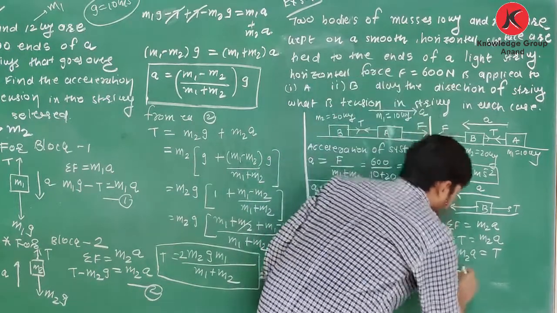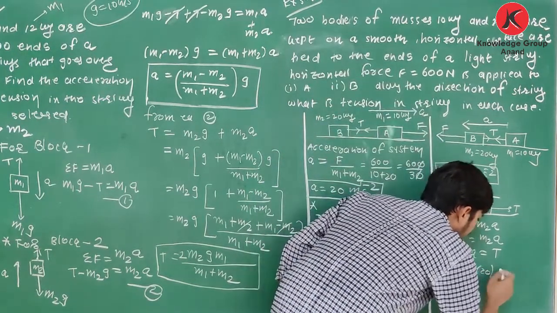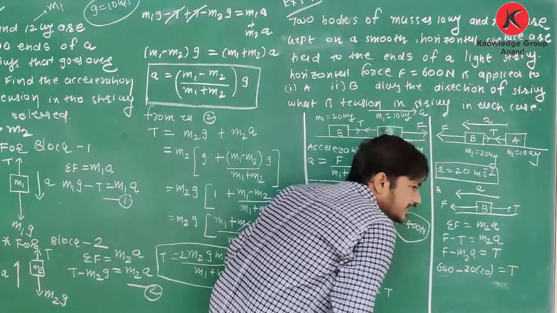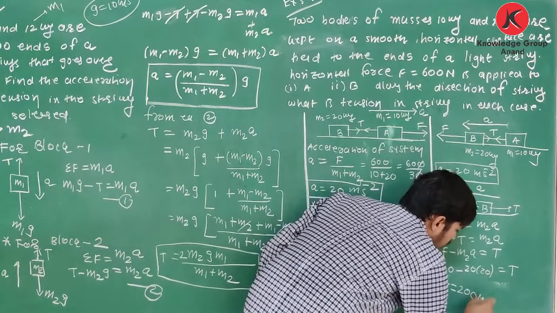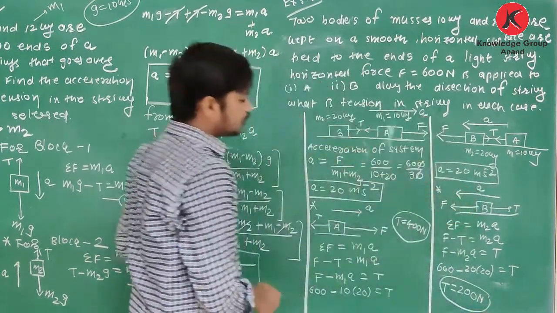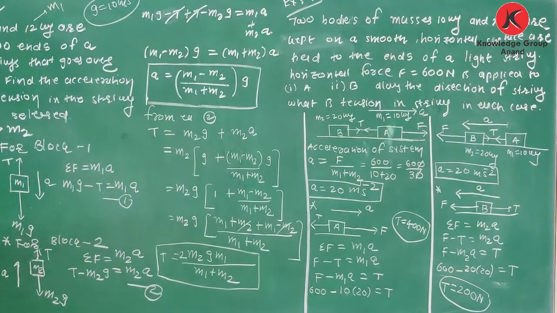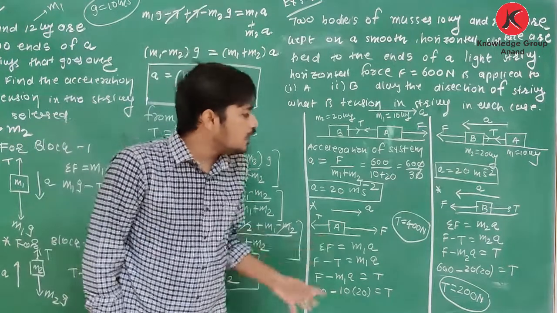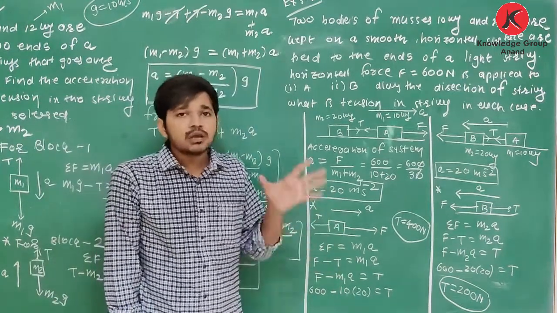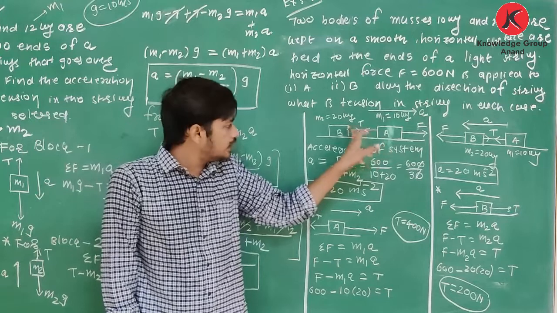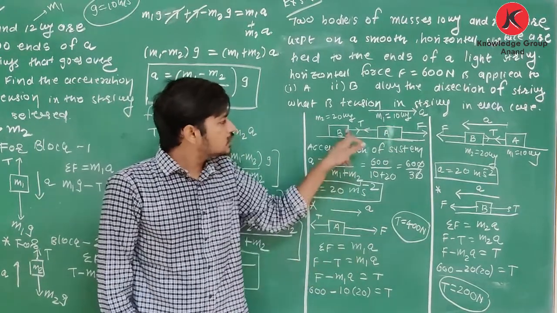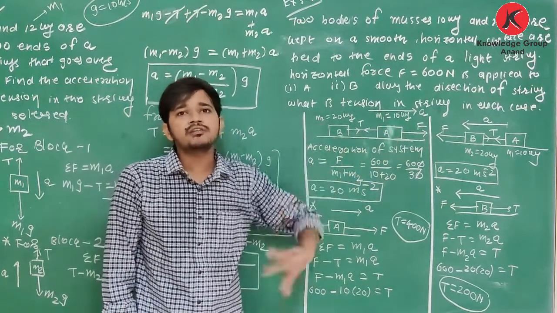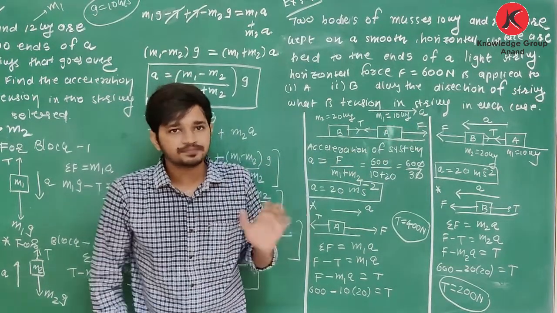F is 600 Newton. What is the value of M2? It is 20. What is the value of A? It is also 20. So 20 times 20 is 400. 600 minus 400, so T is equal to 200 Newton. Clear about this? So it is one question in which you have to find the tension between two blocks. The value is different because external force is applied on different blocks. Clear about this?